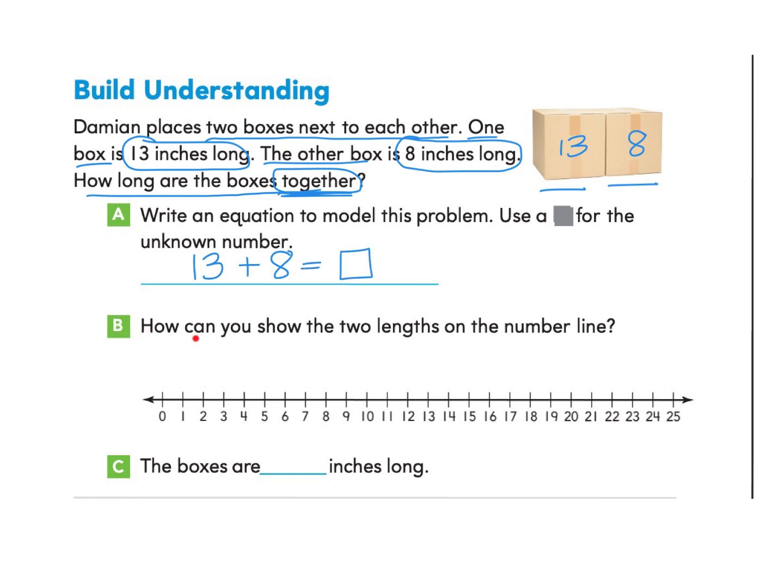Part B asks, how can you show the two lengths on the number line? Well, we know the first number is 13. So we can start at the 0 and go over to 13. And that's the first box. The second box was 8. So now that we're at the 13, we can go over 8, and we find that that stops us right at 21. So when we add 8 to 13, we find that we end at the number 21.